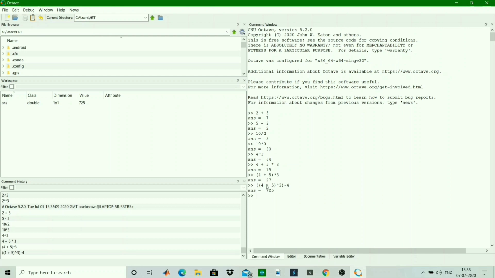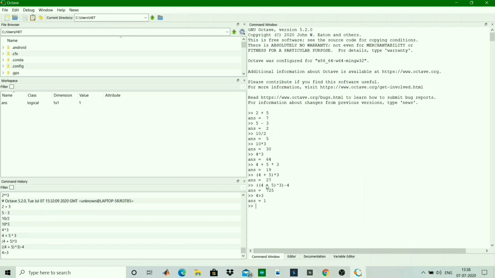Now we'll talk about relational expressions: greater than, less than, greater than or equal to, less than or equal to. Then you would see equal to, and then not equal to. Let's see it by an example. 4 greater than 3. Hitting enter, you see that you get an answer 1.